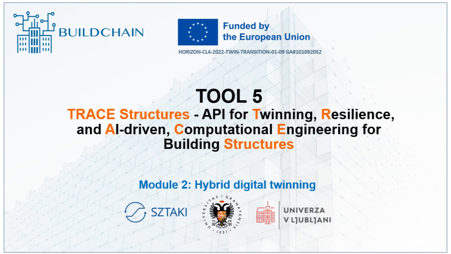Welcome to this introduction to the Trace Structures tool, part of the BuildChain platform, which enhances structural transparency and resilience through 5 specialized modules. In this video, we focus on the Hybrid Digital Twinning module, which enables efficient, real-time calibration and interpretation of finite element models in structural engineering by using surrogate models and Bayesian inference to synchronize digital twins with live sensor data and assess model uncertainties.